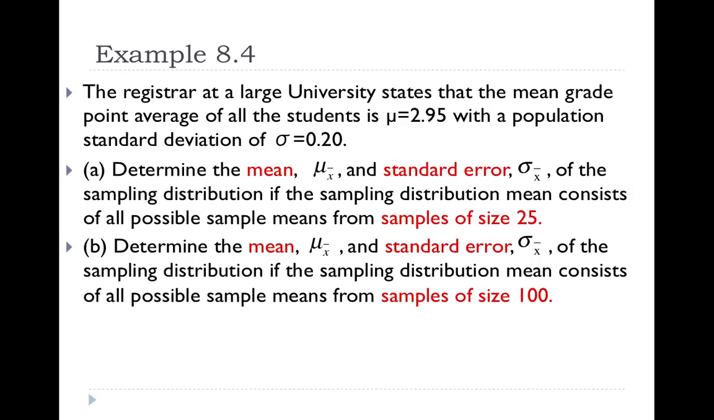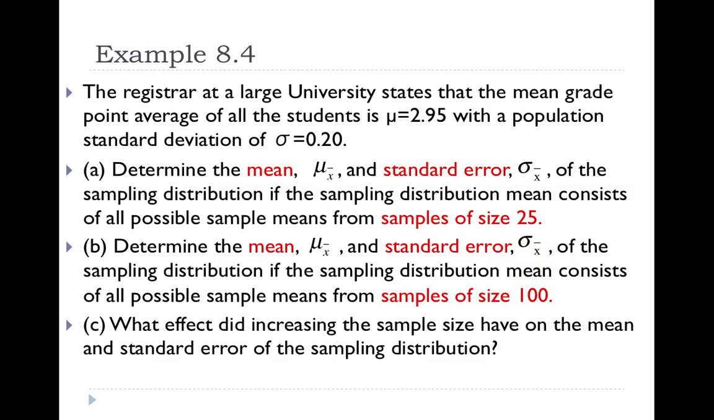Part B says determine the mean and standard error of the sampling distribution if the sampling distribution mean consists of all possible sample means from samples of size 100. So in this case, our sample size is now changing from 25 to 100. So it's becoming a larger sample. Okay, so we are going to do the formula for the standard error twice, one with little n equal to 25, and the next time with little n equal to 100. And then we're going to take note of those two numbers.